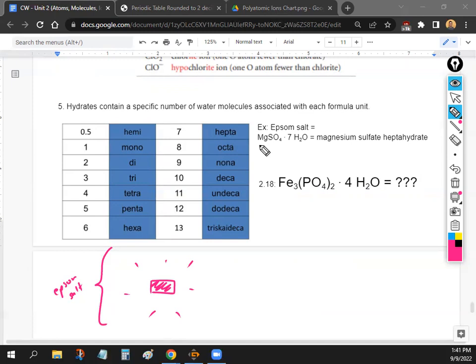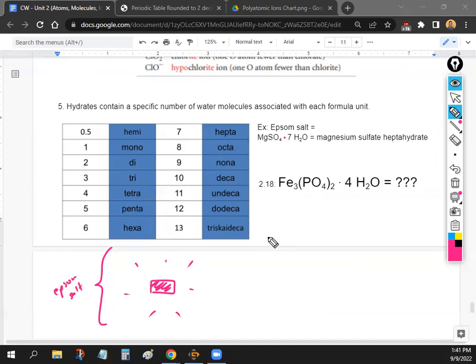But the way that we do it is we write the ionic compound, we write a dot, and then however many water molecules are around, okay? Yeah, hydrates are only for water molecules. So you just follow the same naming conventions as before, and then you just put the prefix depending on how many waters there are, and then hydrate.